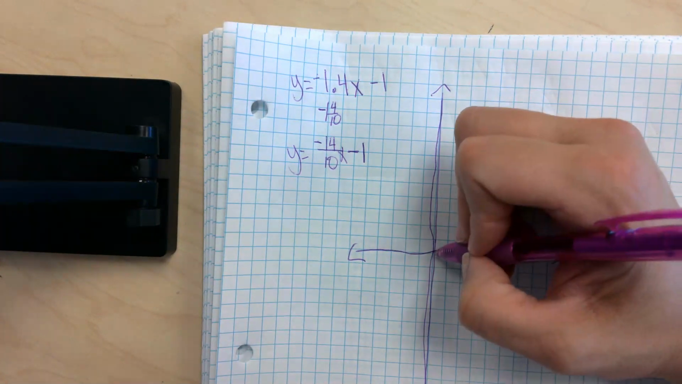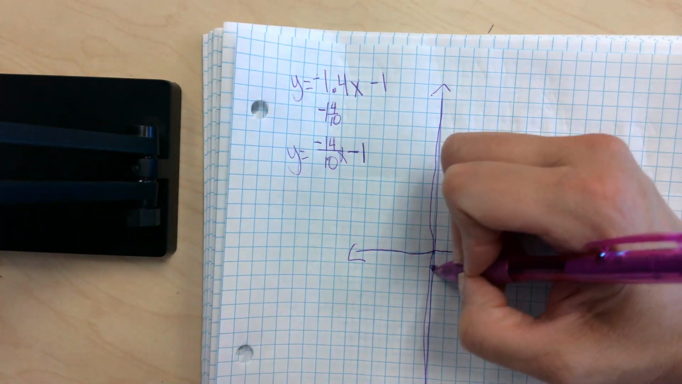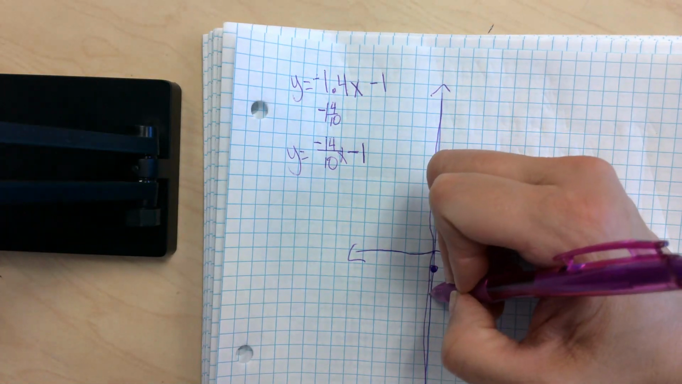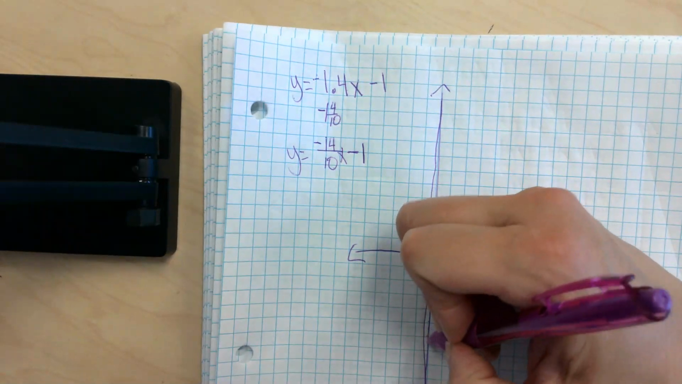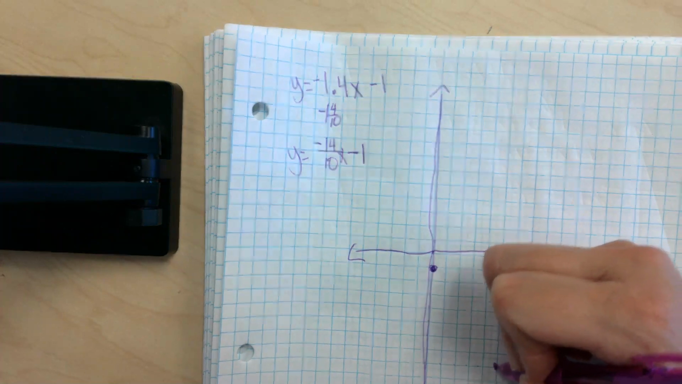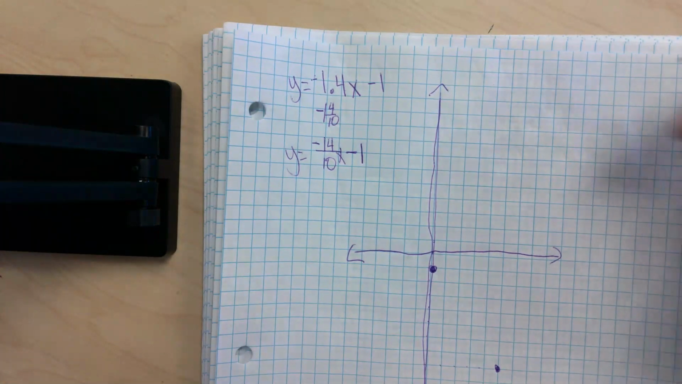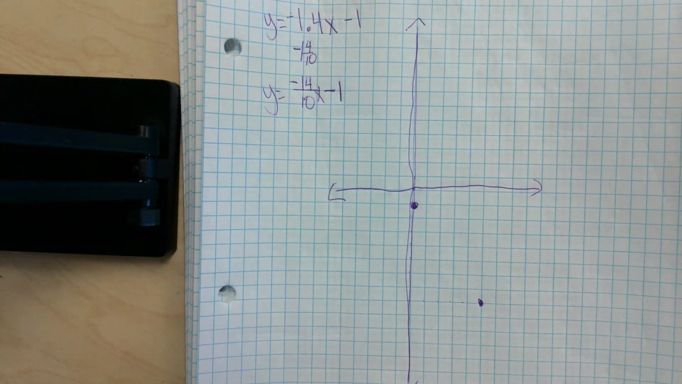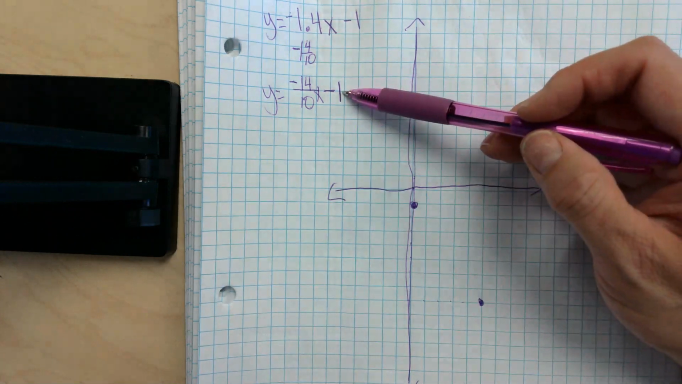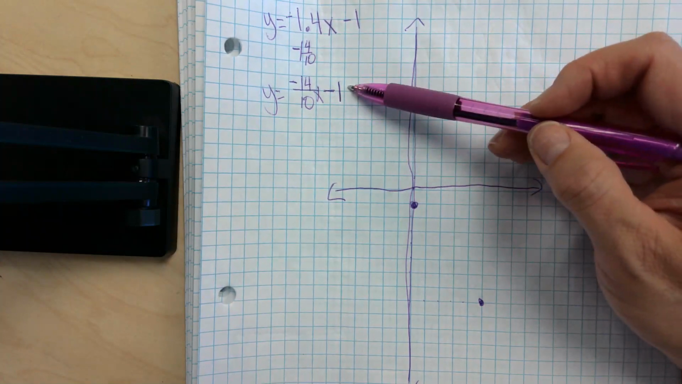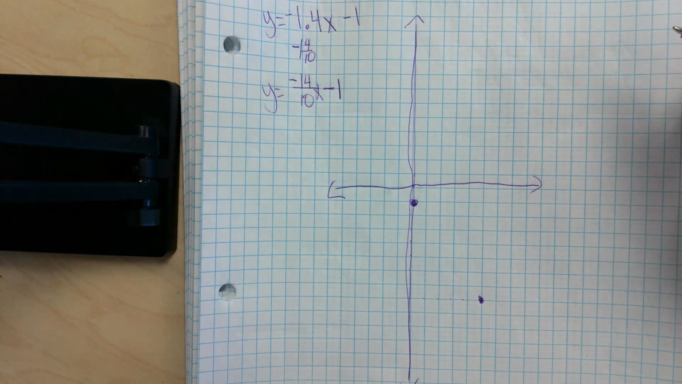Actually, we're starting at negative 1, and then we're going down. And if we count by twos, it would be 2, 4, 6, 8, 10, 12, 14, 2, 4, 6, 8, 10. We're starting at negative 1 because the y-intercept here says negative 1. If it didn't tell me where to start, then we'd start at 0. Does that make sense? Okay.